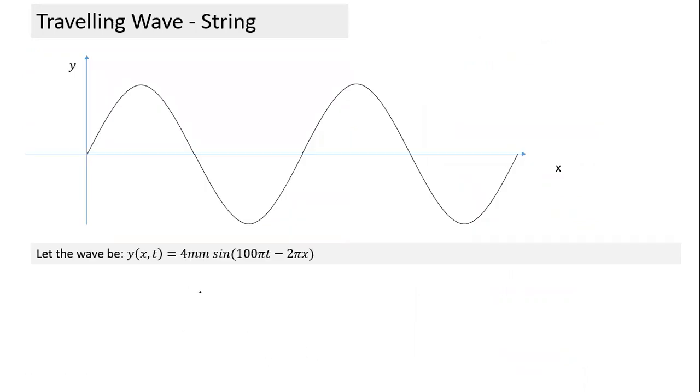Let's try and understand this equation. Suppose this is a shape which is given, and this equation which is given: y is 4 mm sine. Let's try and understand what things we can figure out from here. Can we find the omega value from here?